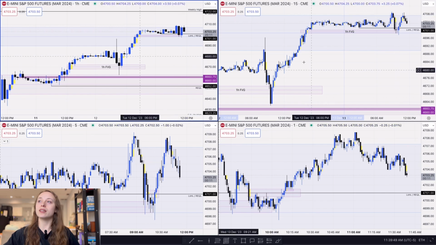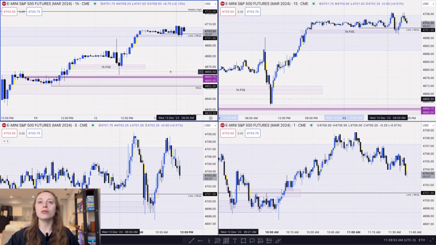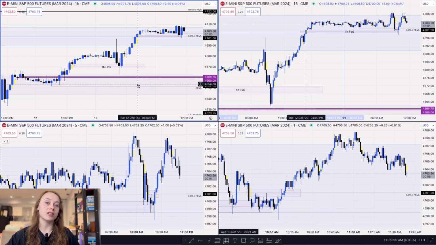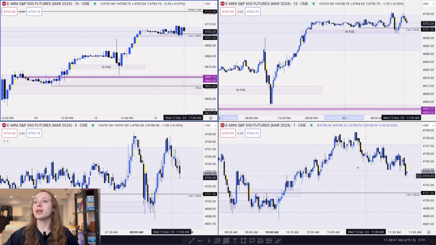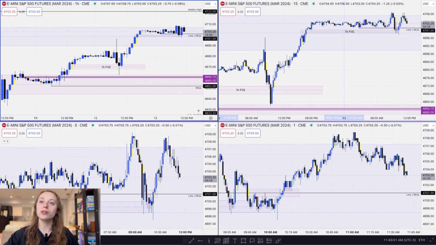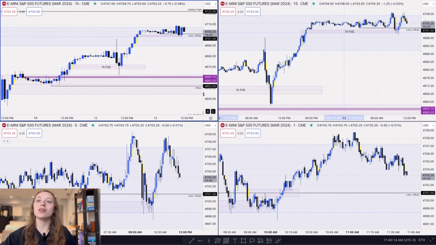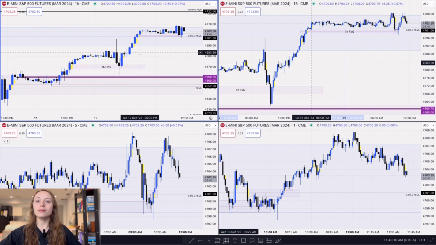I like looking at them for similarities, confluences, especially if we're moving higher on the higher time frames like the 1 hour. We can expect that we want to see higher movements on the 1 minute. And when they're in confluence, that is just beautiful. That means we're in a trending market. It means that we are looking good for the day ahead. So I like having these four time frames open at all times.